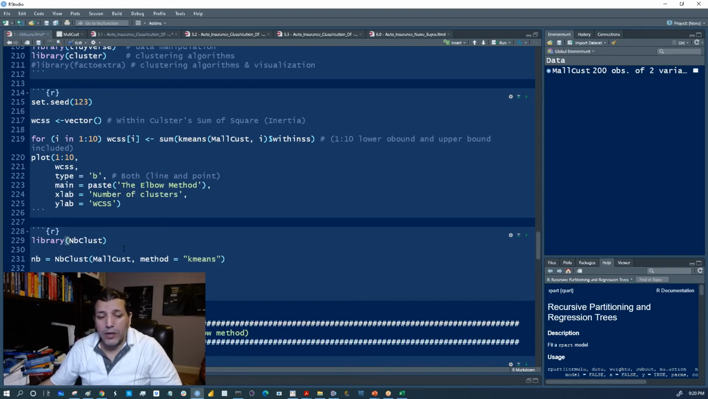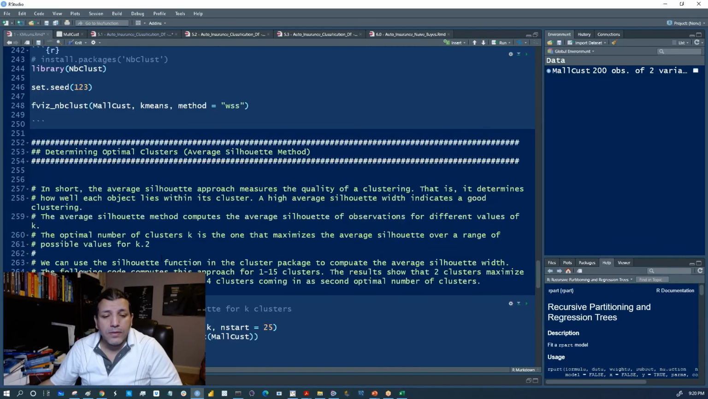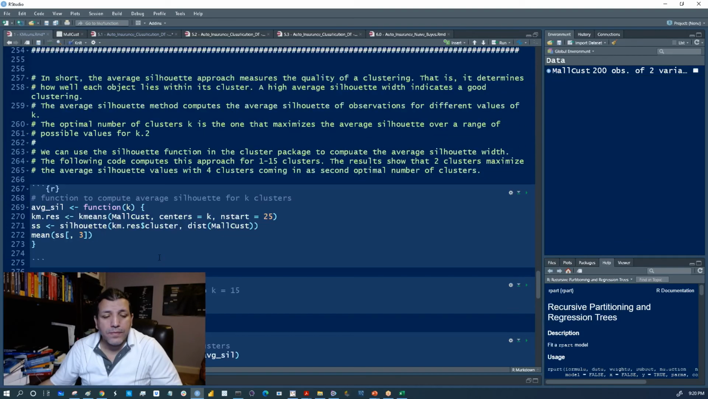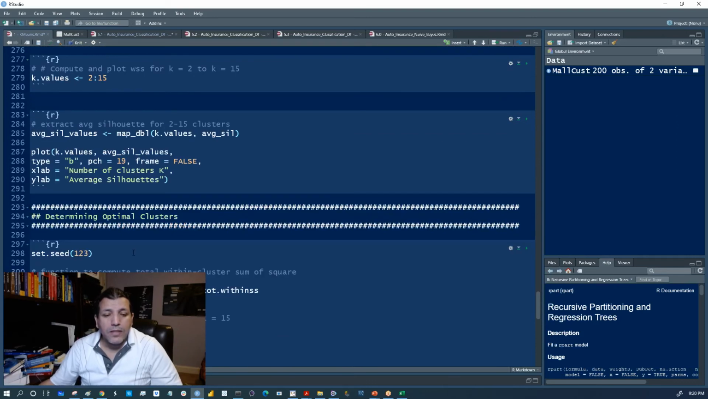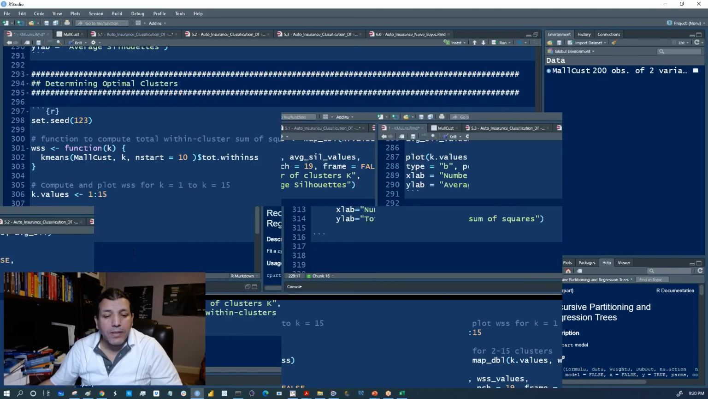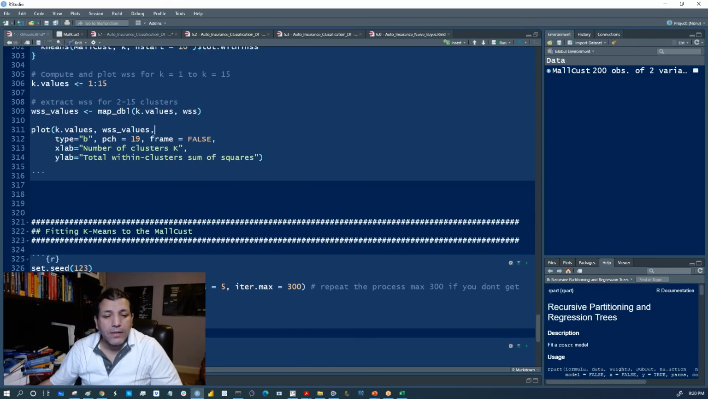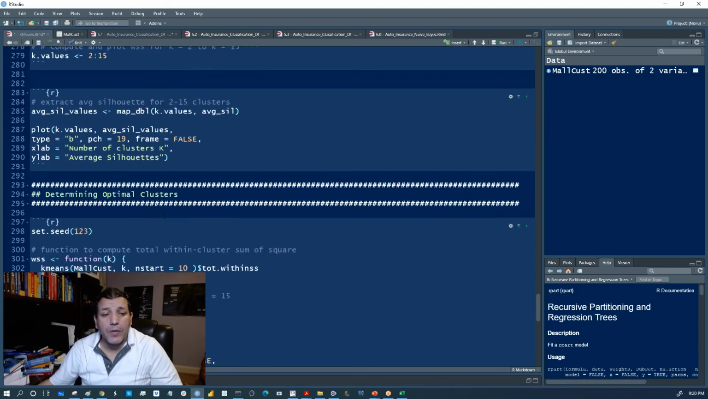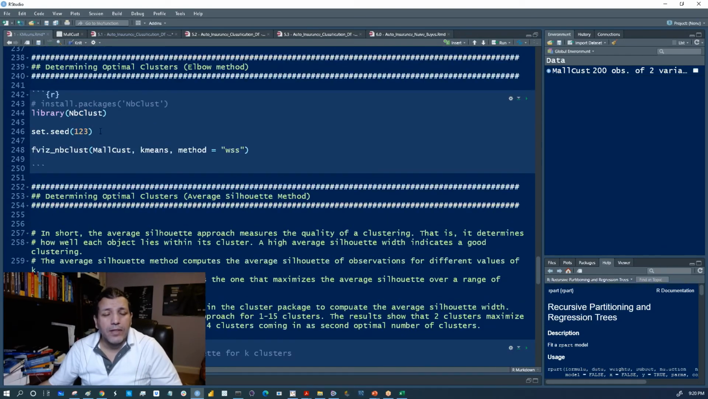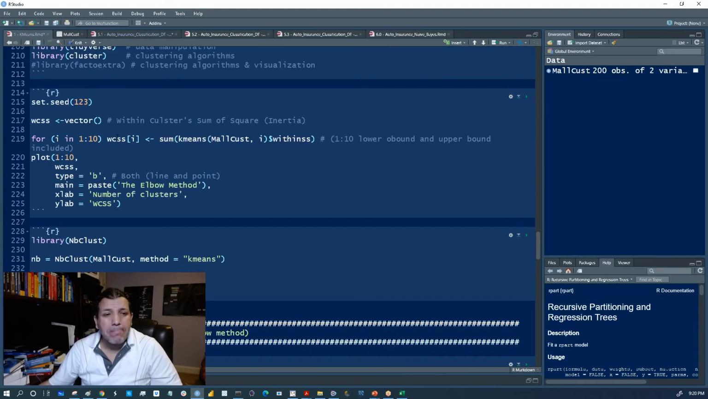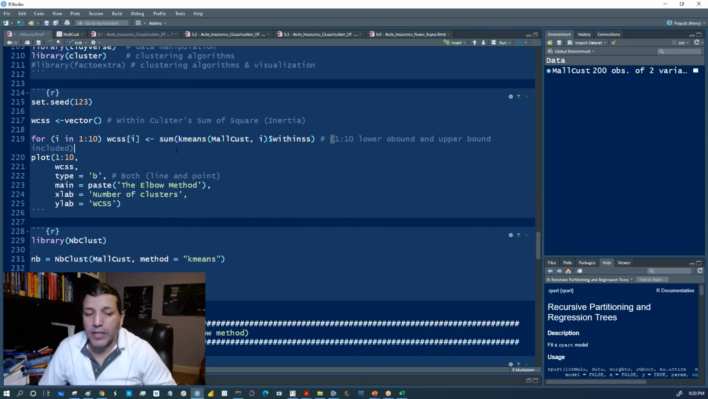So we are going to import a library. Let me see. Yeah, the library that we are going to use is called K-means. So that's the library we are going to use.